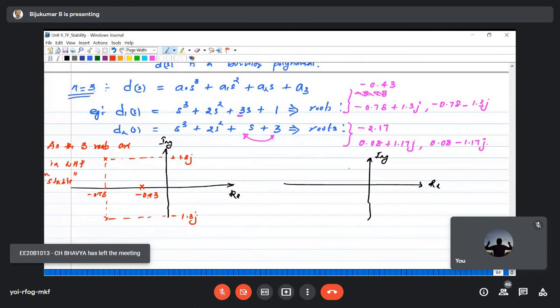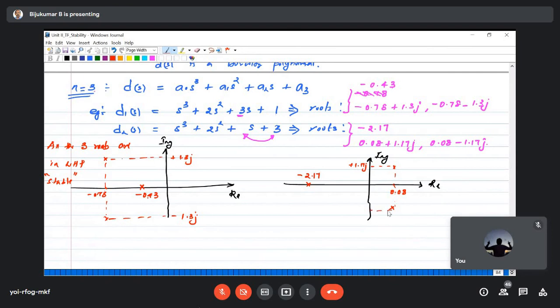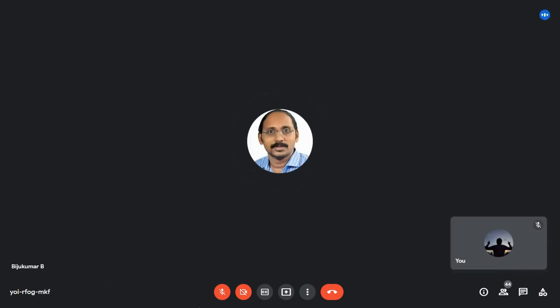Now we will move to this polynomial. You can see that one pole is at minus 2.17. Right. So what about the other? These are in the RHP, right? 0.08 becomes somewhere here. So one you can locate here is plus 1.17j, and the other one you can locate here, this minus 1.17j.